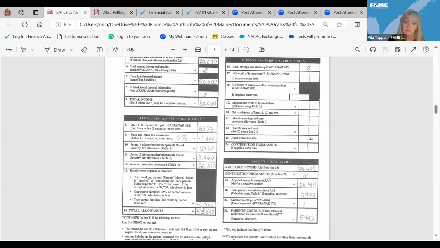There was still the offset for an employment allowance, but it was only in a 2-parent family. It was only if both parents worked outside the home.